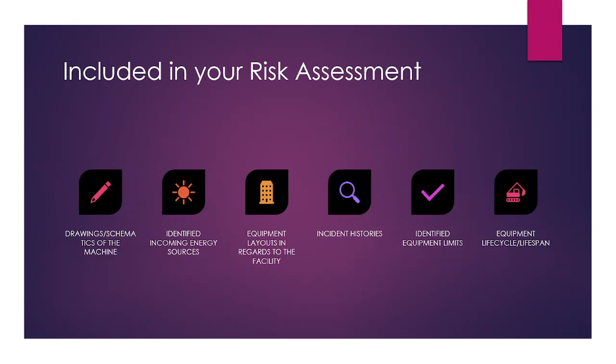Some of the items that we would probably want to include in our risk assessment, and again, this is just a very high level understanding, are the drawings or the schematics of the machine. So all of your layouts, all of your standards, all of that information that has anything to do with that piece of equipment. Everything down to the bill of materials, all the way to the pneumatic prints, the mechanical, the electrical prints. We would want to take all of that information and bring it into our risk assessment.